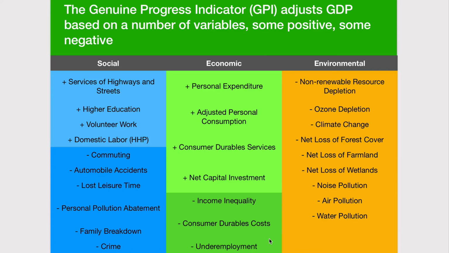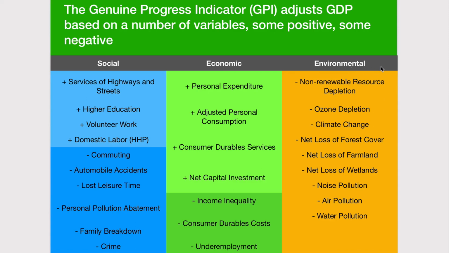If a part-time job is all you could find, you are considered underemployed, right? So this is a negative in society. Some of your leisure is unwanted, right? Okay, and then they have a bunch of negatives here to adjust for environmental variables.